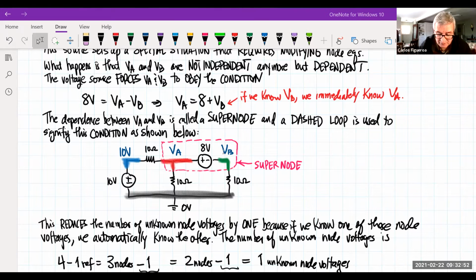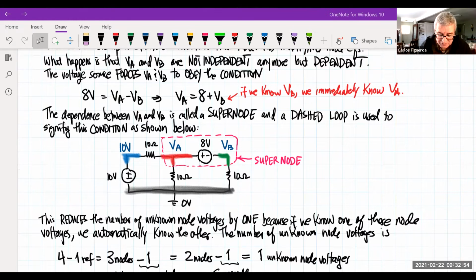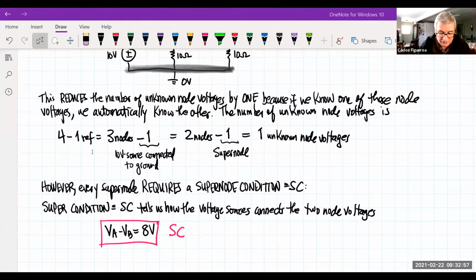So what this voltage source does is it reduces the number of unknown nodes here. If you go from the beginning, we started at 4 nodes minus the reference. We typically don't even care about the reference. Then we had 3 nodes minus 1 due to the 10 volt source, and now 2 nodes minus 1 due to the 8 volt source. So there's only 1 unknown node voltage. However, every supernode requires a supercondition, and the supercondition tells us how these 2 voltage values are connected to each other.